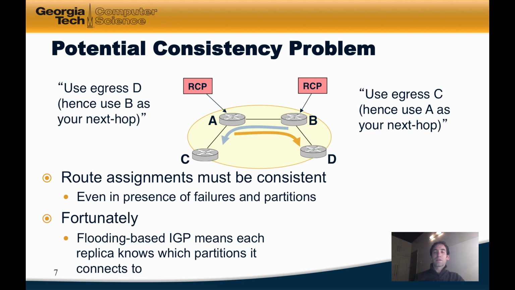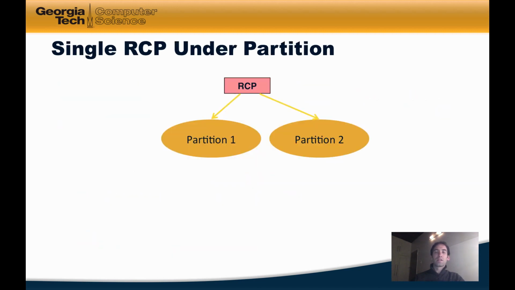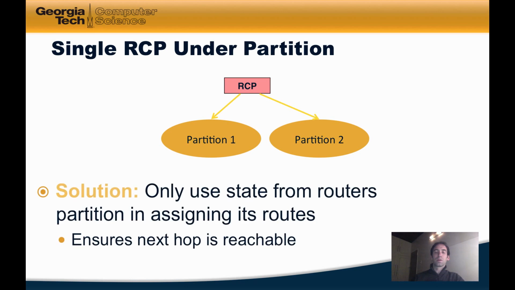And that information that it receives is enough to make sure that the RCP only computes routing table information or routing state for the routers in the partition for which it's connected. And that alone is enough to guarantee correctness. Let's see why. Let's suppose that we have a network partition where the routers in partition 1 can't see or can't forward traffic to the routers in partition 2, and vice versa. Now in this case, the solution would be to have that single RCP only use state from the routers in each one of these partitions in assigning routes.